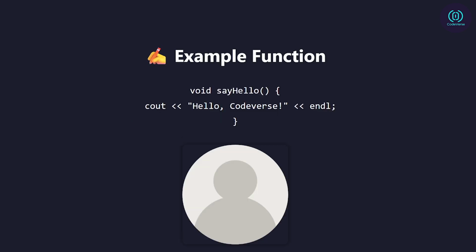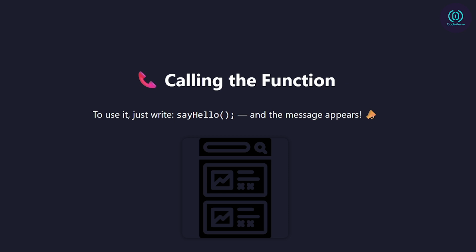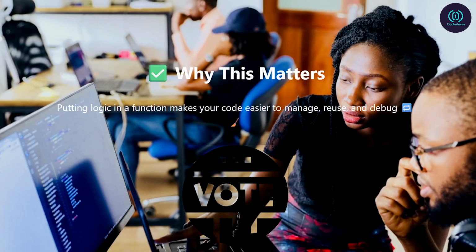Let's look at a simple example. We'll write a function that prints a message, hello, Codeverse. Because this function doesn't return any value, we use the keyword void. That means, no return. The name of the function will be sayHello. And inside the curly braces, we'll just put one line, cout << "Hello, Codeverse". And now, to use this function, we call it by writing sayHello(), wherever we want the message to appear.